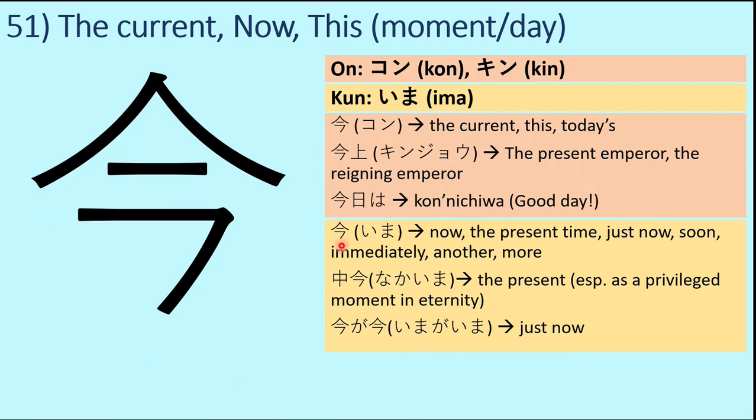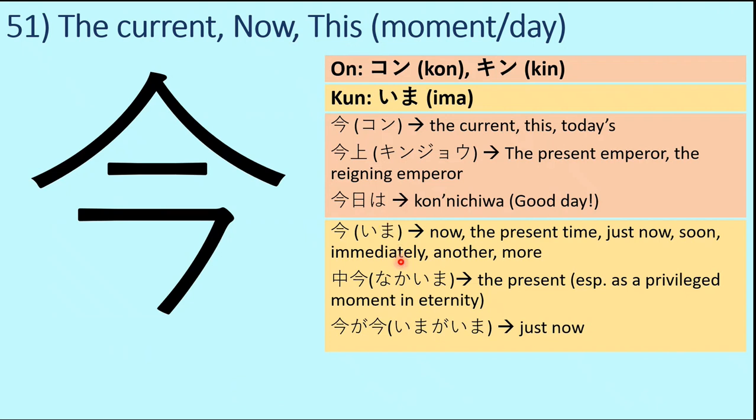In kun'yomi, this character is called ima, which again represents now, the present time, just now, soon, immediately, another or more. So depending upon the situation and the usage, or combining this kanji with other kanjis or some other hiragana characters, different kinds of words may be formed that may give slightly different meanings. So that depends on the usage of the character. So you need not bother much about that. So the basic meaning of this character is current phase or now or this.